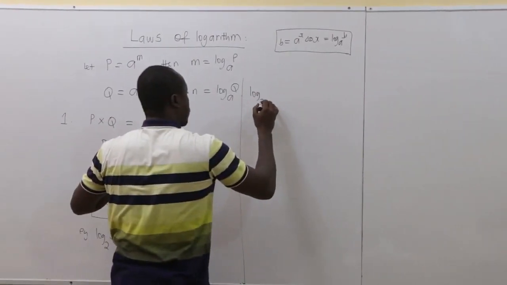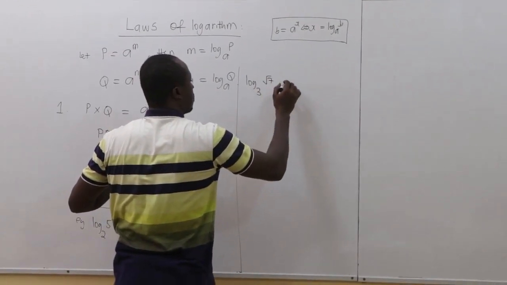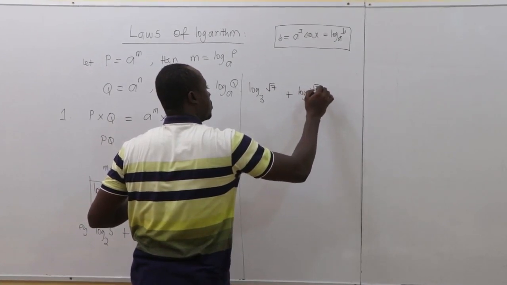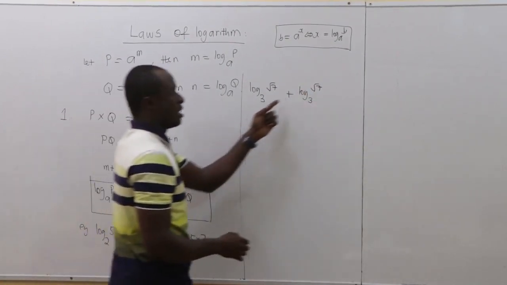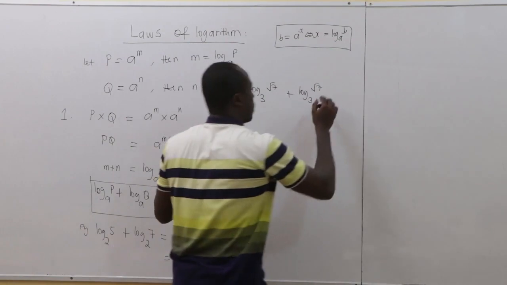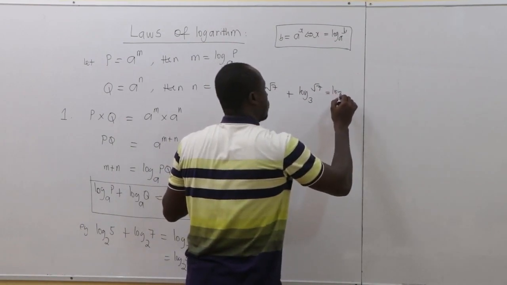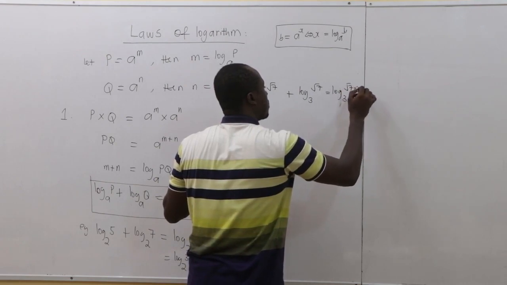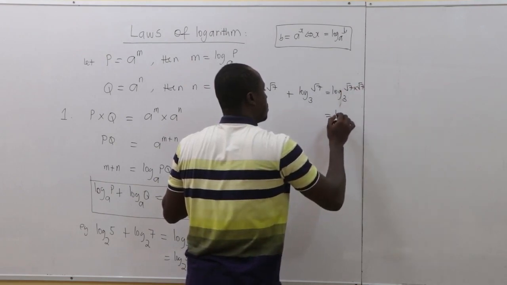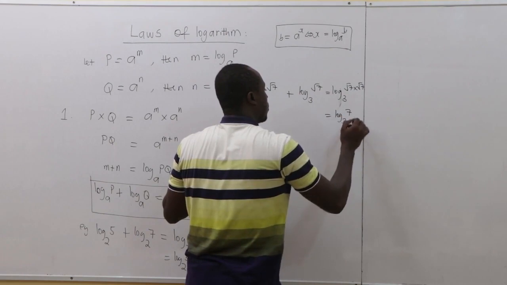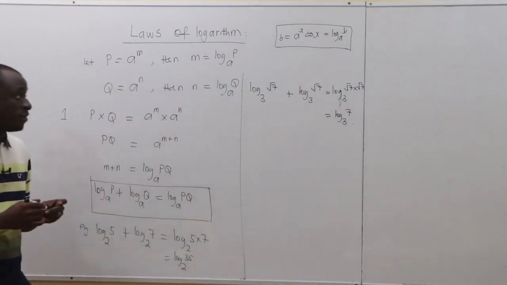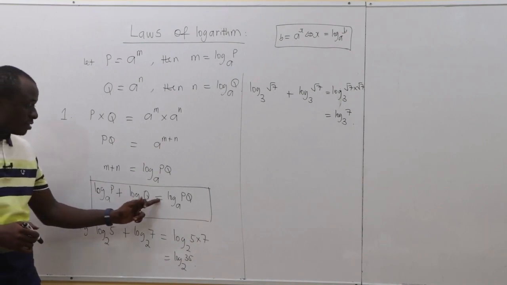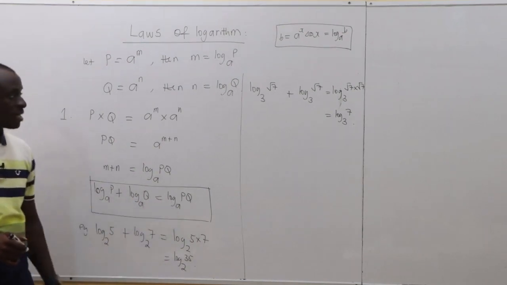If we have log 3 of root 7, plus log 3 of another root 7, clearly we are adding. What do we do? We multiply them. So we have log 3, we have root 7 times root 7, and it's just the same as log 3 of 7. Very, very easy. So the first law says if you have log A of P plus log A of Q, this is equal to log A of P times Q.